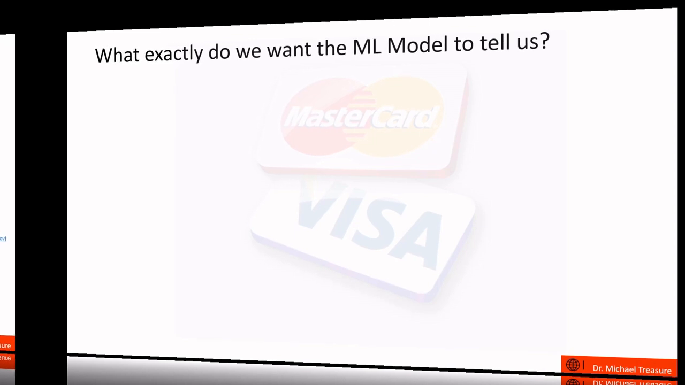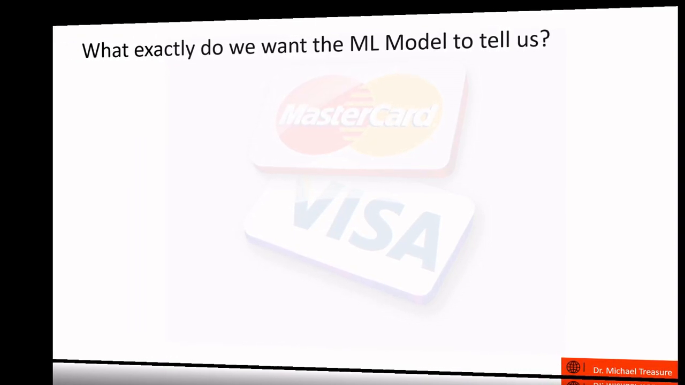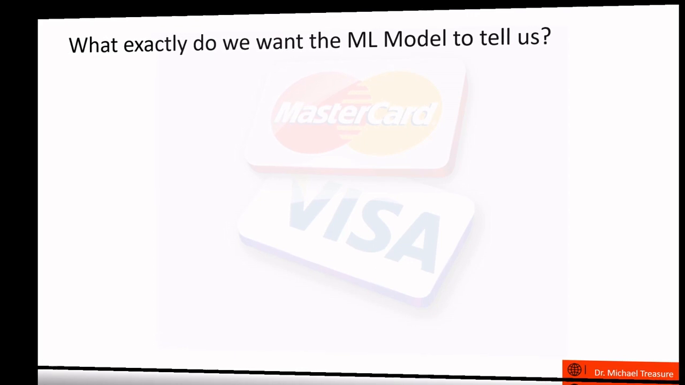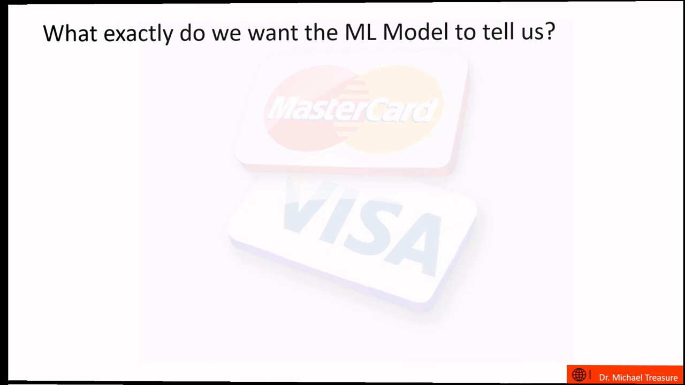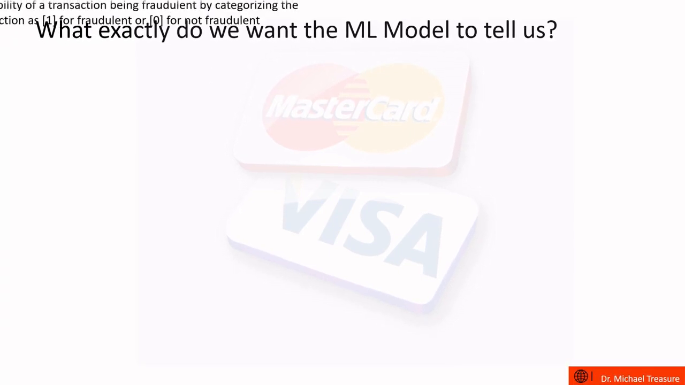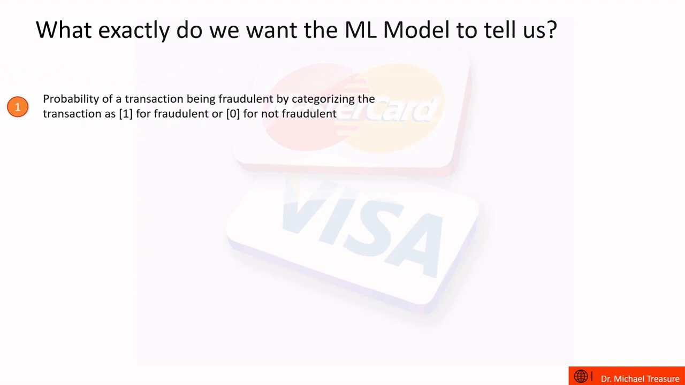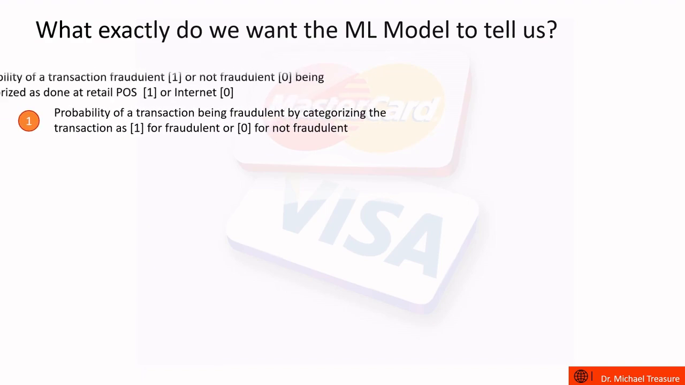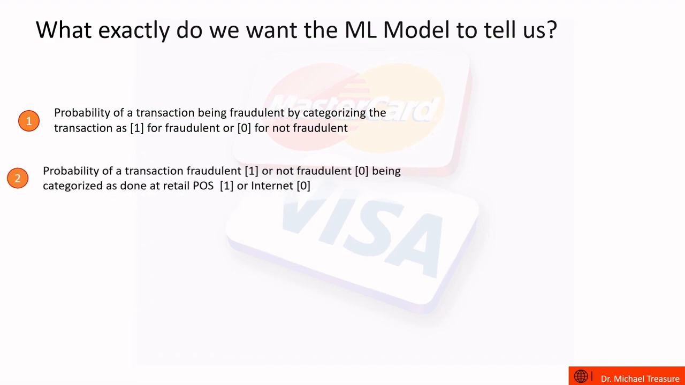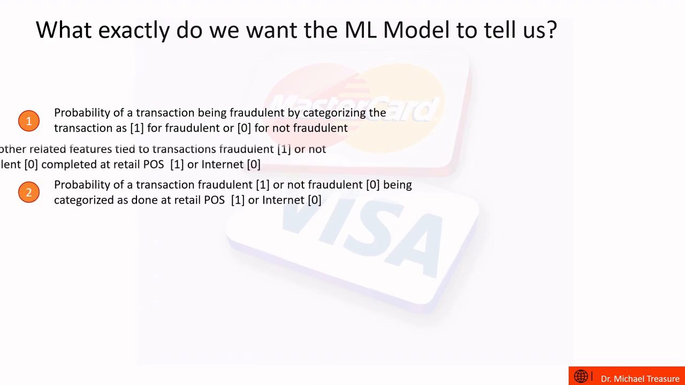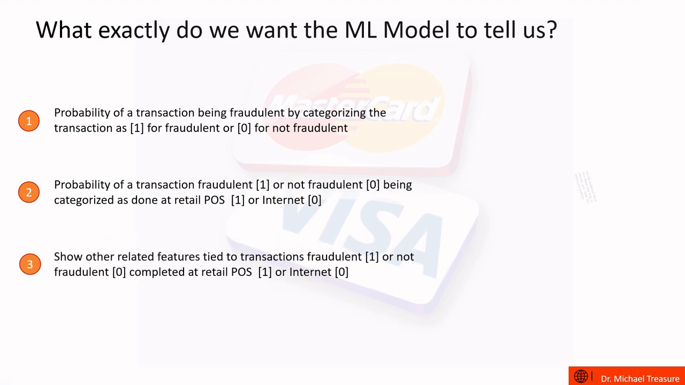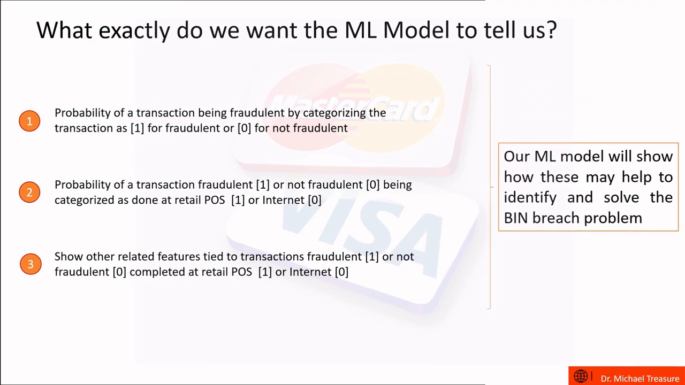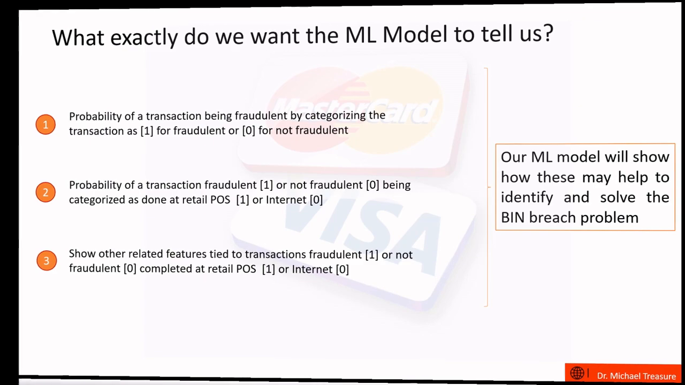And the third thing is to show other related features tied to transactions that are flagged as fraudulent, that is a 1, or not fraudulent, that is 0, and completed at retail point of sale or internet, based upon the other features that we have looked at in terms of the database. Finally, our model will show how these may help to identify and solve the BIN breach problem that we talked about earlier.